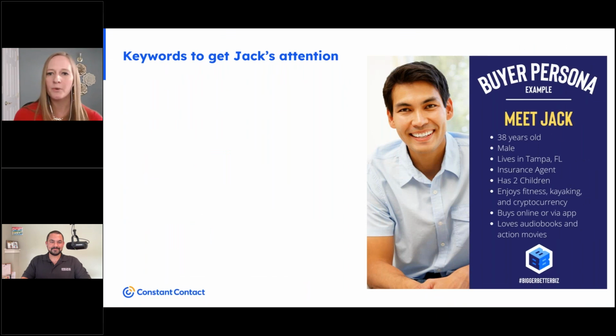So let's walk through an example here on how we can take this information from the buyer persona for the subject lines and these keywords and everything we know about our audience and use it to catch their attention. So you've got an example here for Jack. If you want to walk us through the keywords that are going to get Jack's attention.